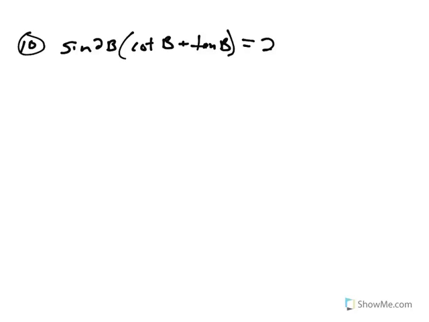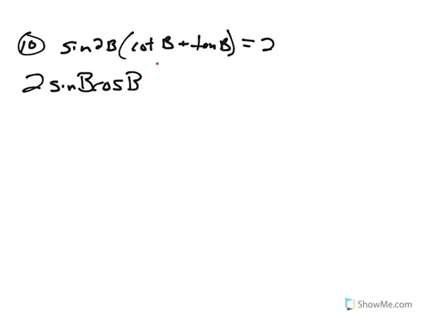Number 10, we're supposed to verify this is an identity. That means make the left and the right sides the same. On the left, I recognize that we have sine of 2b. That's a double angle identity. That is 2 sine of b cosine of b, which at this point is not all that helpful.